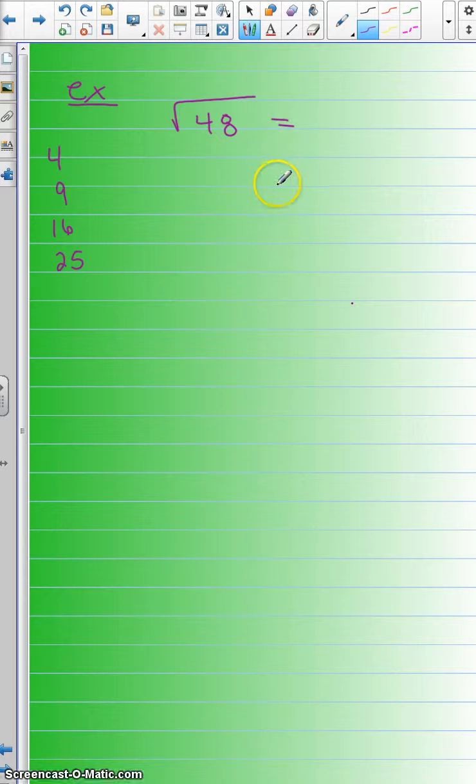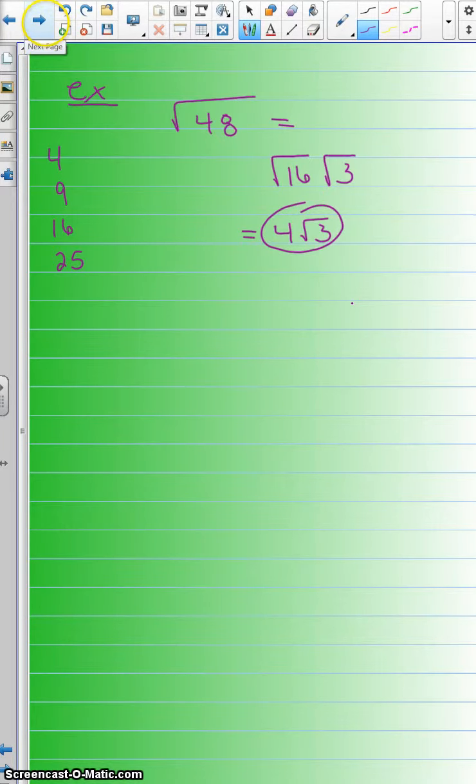So I'm going to simplify this, or break this, to square root of 16, square root of 3. The square root of 16 is 4, and there is no perfect number in 3, so it remains the square root of 3. So 4 square root of 3 is the square root of 48.